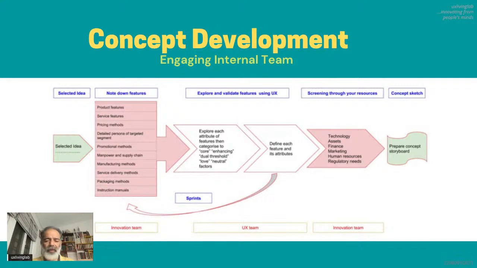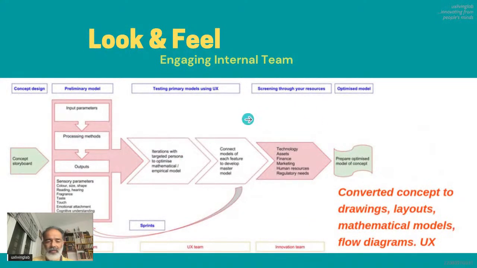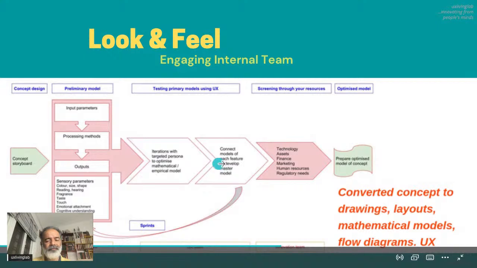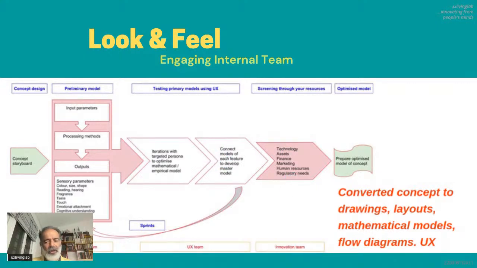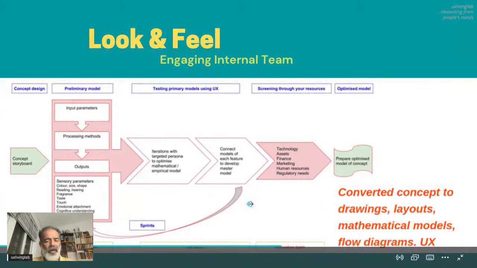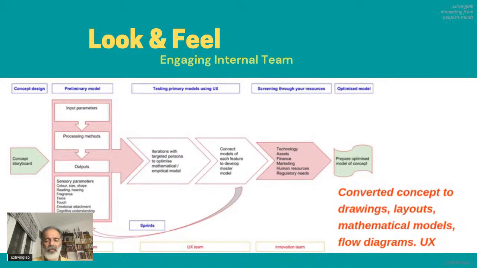That's the next step. Then comes look and feel. From the storyboard, you talk about input, processing, and output. You can categorize all these factors. Then again, you can test all these steps using sprints of innovation, then analyze using technology and all the resources. So convert the concept into drawings, layouts, mathematical models, flow diagrams, user experience stories. This is the stage of look and feel. So you prepare the look and feel and interact.